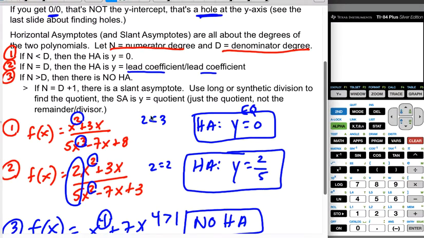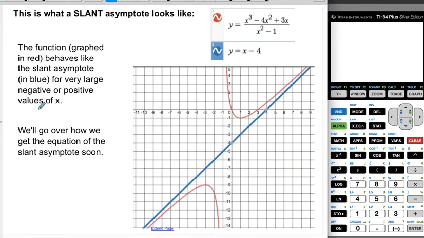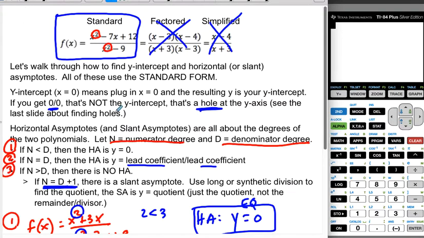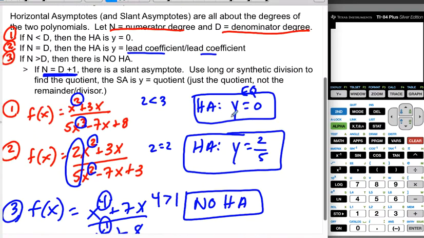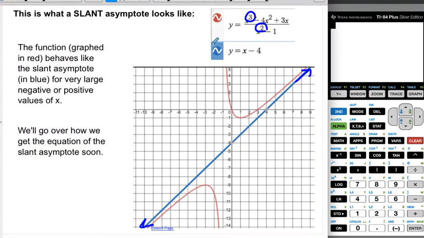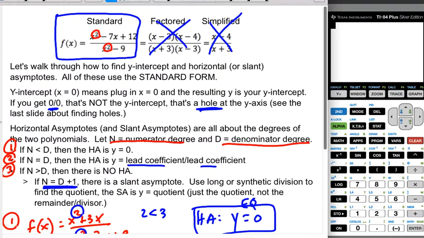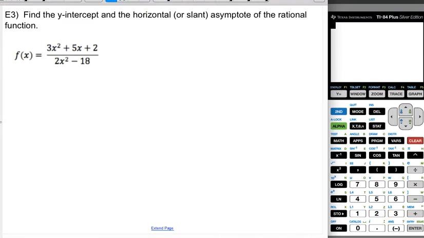However, if you have the rare case where the numerator is exactly 1 higher than the denominator, then you're going to have what's called a slant asymptote. I want to go back to this one. See how this numerator had a degree 1 higher than the denominator? Then we got what's called a slant asymptote. The way we find that slant asymptote is we find the quotient, just the quotient, not the remainder over the divisor, and that's my slant asymptote. So I divide, but that only happens if the numerator degree is 1 higher than the denominator degree.